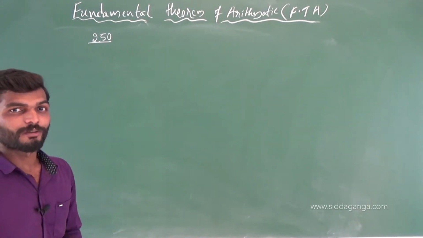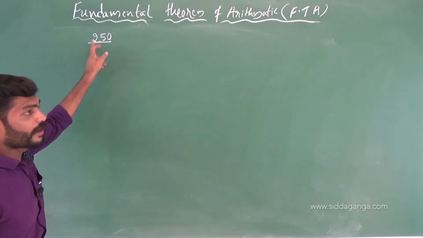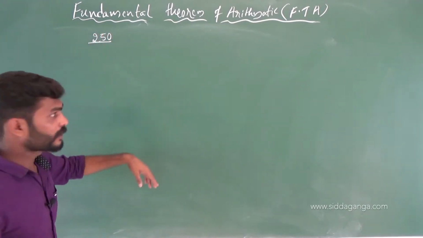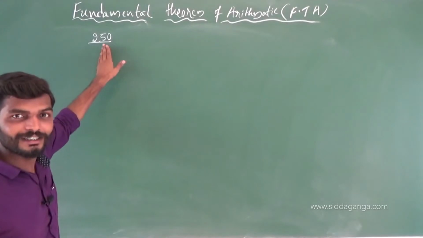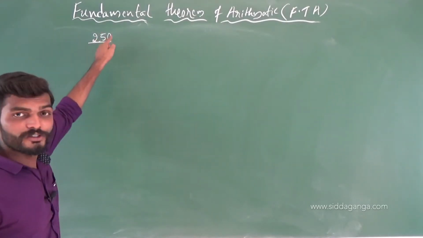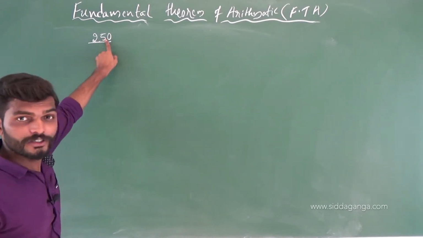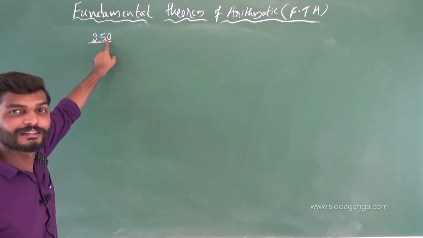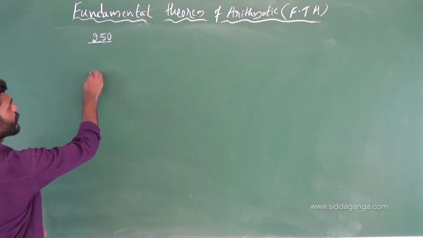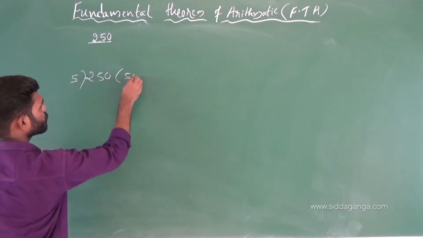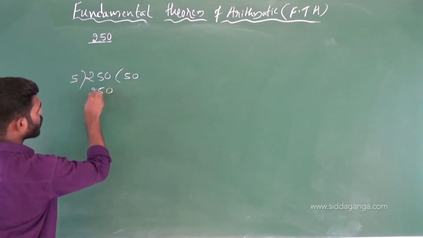250 is a number which has divisors. 1 can divide 250, 250 can divide 250. Along with that, 2 can divide 250, giving quotient 125. 5 can divide 250 giving quotient how much? 50, right? 5 can divide 250 giving quotient 50. 5 fifties are 250. Remainder 0.